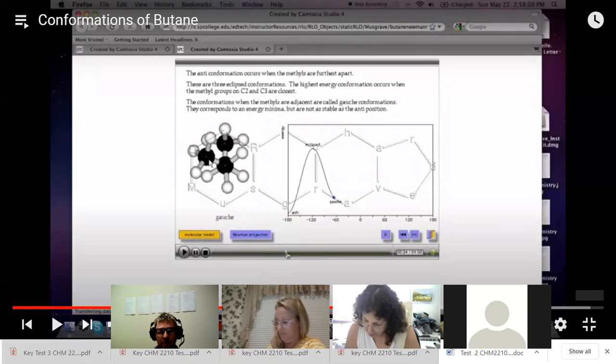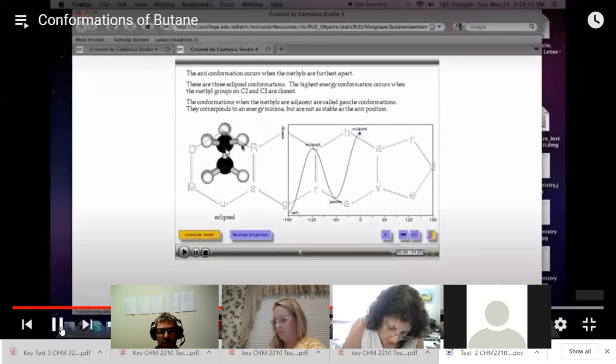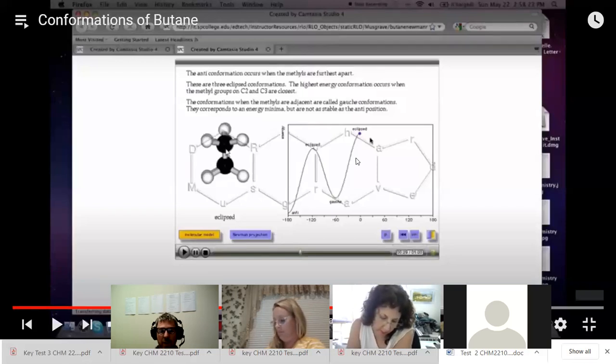That makes sense. Okay. Rotate this around another 60 degrees, and this is going to make two methyl groups eclipsed, and that's going to be the higher energy of all of them because now the methyl groups are directly interacting. So you can see that's how it's going to be. We're going to start off with the lowest energy, then we go to gauche, and then we go to the place where the two methyl groups are eclipsed, and that's going to be the highest energy of all of them.